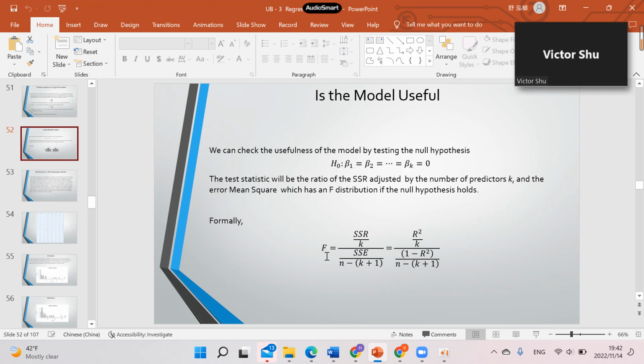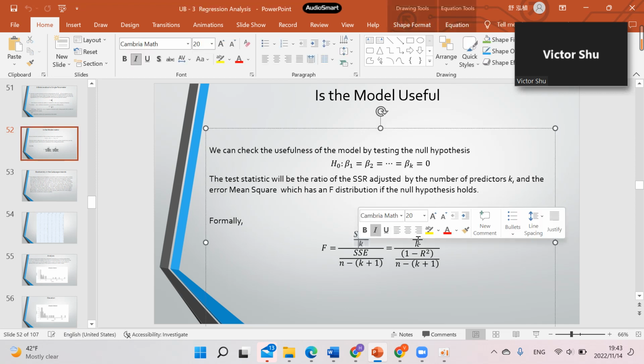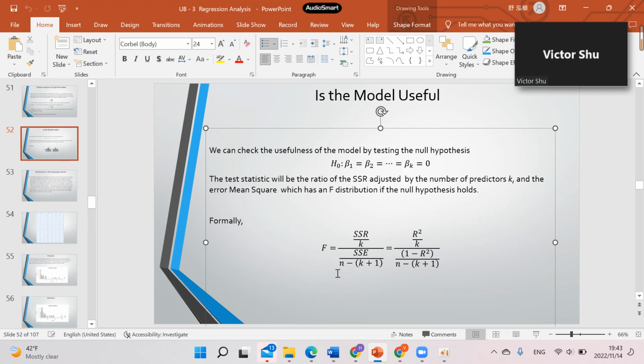In technical terms, I wrote our null hypothesis is beta 1, beta 2, all the way to beta k, assuming I have k potential predictors, and they all equal 0. And the F statistic, here is the formula: the sum of squares of the regression over k, divided by the sum of squares of the error over n minus (k plus 1). In the F table, when you want to find the critical F value, you need 2 degrees of freedom. The degrees of freedom in the numerator, which is k, and the degrees of freedom in the denominator, which is n minus (k plus 1). Those are the 2 degrees of freedom you have to know.